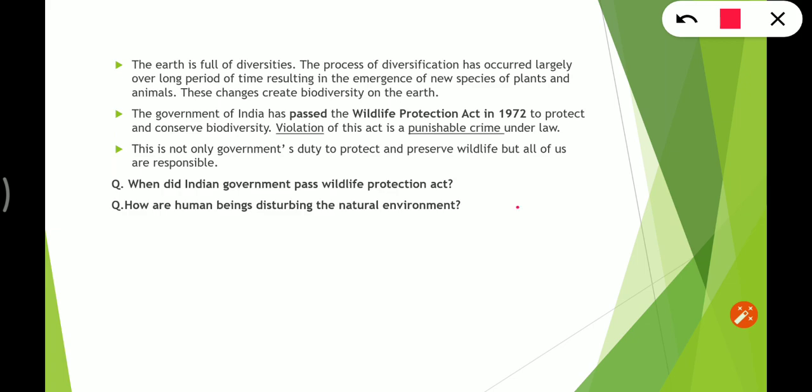Now we have the government of India has passed the Wildlife Protection Act in 1972 to protect and conserve biodiversity. Violation of this act is punishable crime under law, right? And this is not only government's duty to protect and preserve wildlife, but also of us. Okay, now the question that you have to attempt is, when did our government pass Wildlife Protection Act? So it is in 1972.